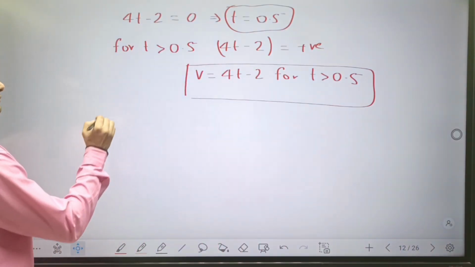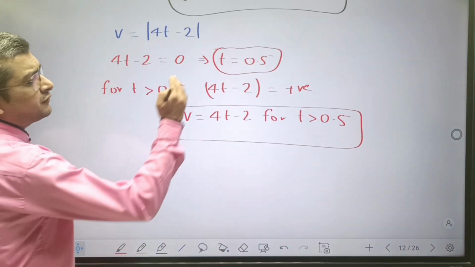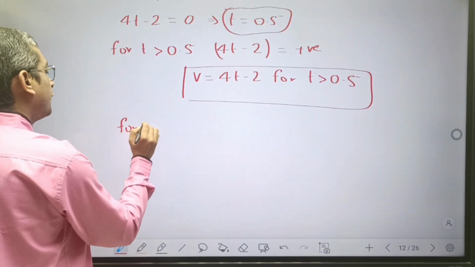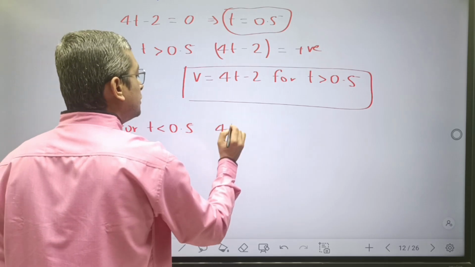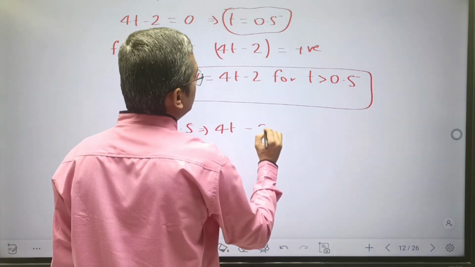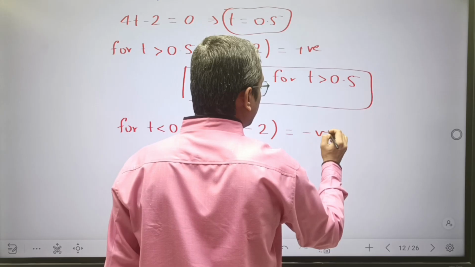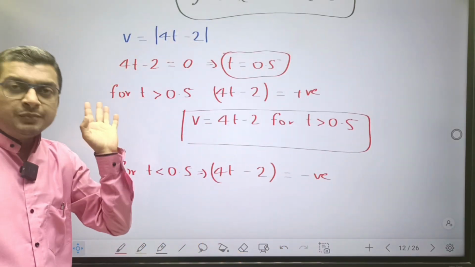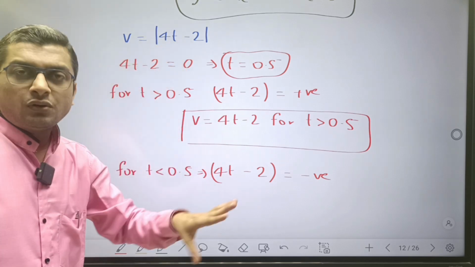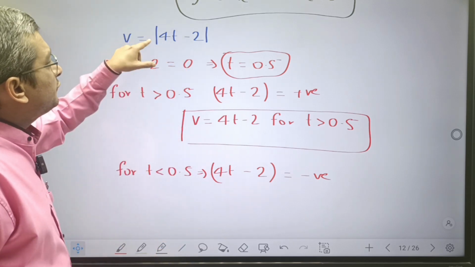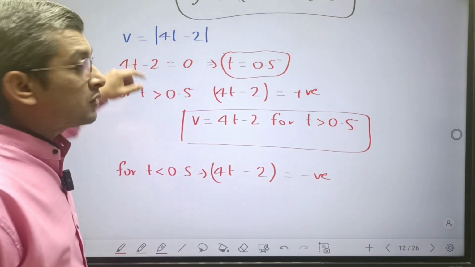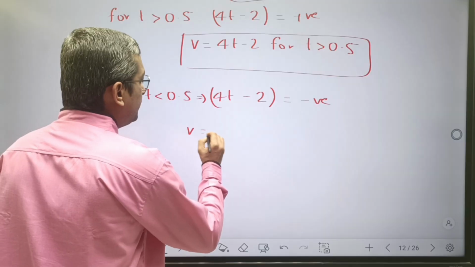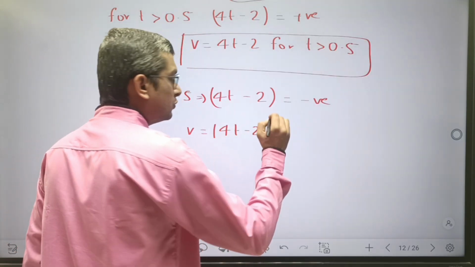Now second, we are sure that if you put a value less than 0.5, then this expression becomes negative. That is, for t less than 0.5, 4t minus 2 is negative. But you are applying mod here. It means that if the value comes negative, it doesn't matter, because if you apply the mod sign, finally you will have the expression of v as positive.